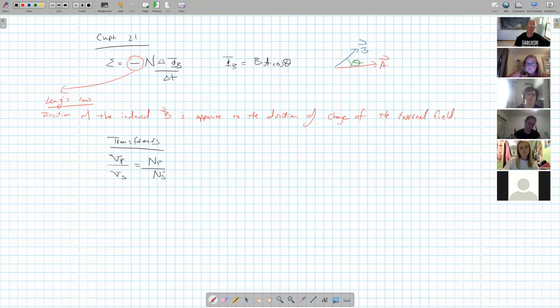I think that's right. Okay. If not, I'll change that later. Good. And then what else did we look at? So after that, we looked at inductance. So we have mutual inductance.